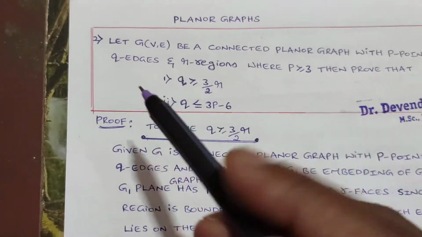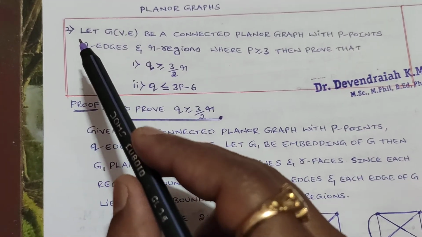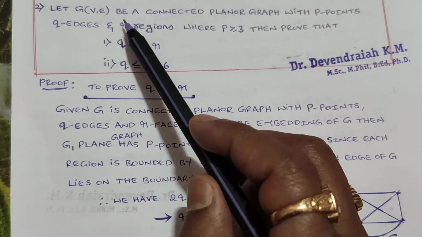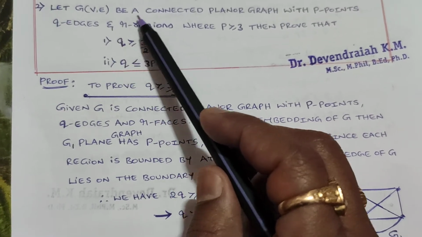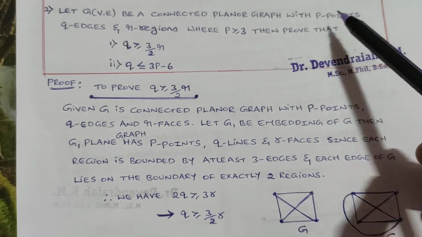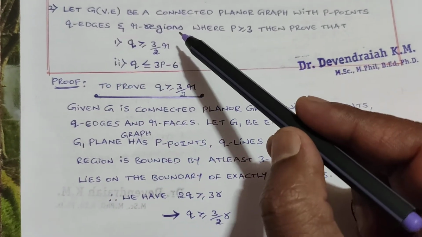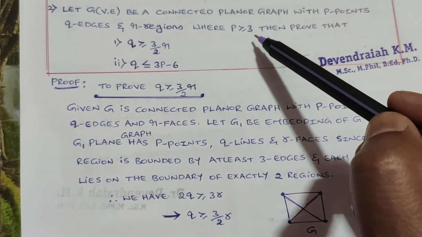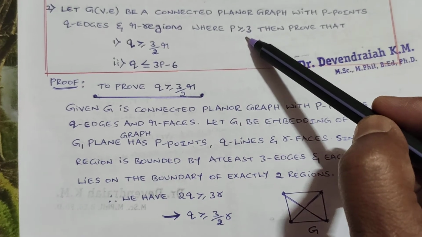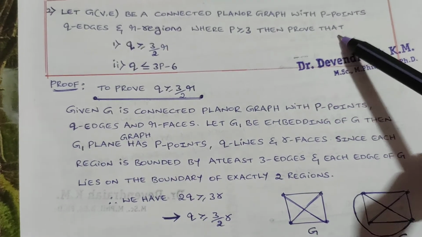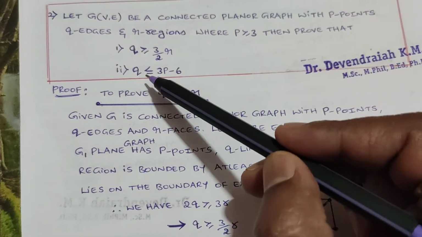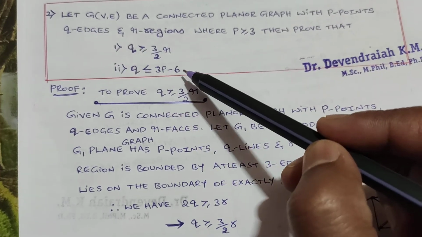Next, let us consider the second question in planar graphs. The question is: let G(V, E) be a connected planar graph with P points, Q edges and R regions, where P is greater than or equal to 3. The condition is that the number of vertices must be greater than or equal to 3. Then we are required to prove that Q is greater than or equal to 3 by 2 times R, and Q is less than or equal to 3P minus 6.